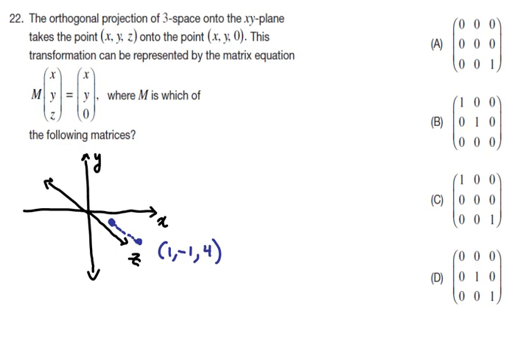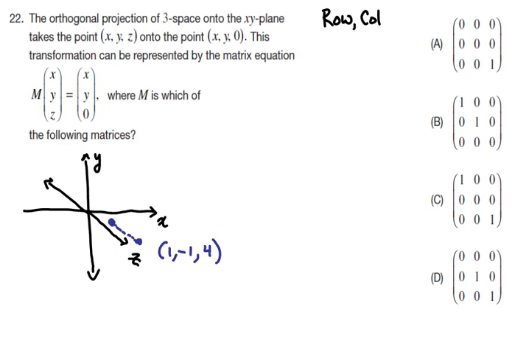And what they're saying is that this whole transformation can be represented by the matrix equation M, which is the name of a matrix, times the matrix (x, y, z), is equal to the matrix (x, y, 0). So it would be the same exact x coordinate and y coordinate, but the z coordinate would now become 0, so it's lying on the xy plane. They're asking which of the following matrices M is, and it's one of those matrices on the right. There are a few things you need to know about matrices and matrix multiplication.